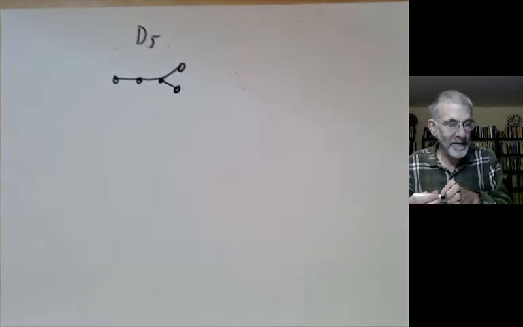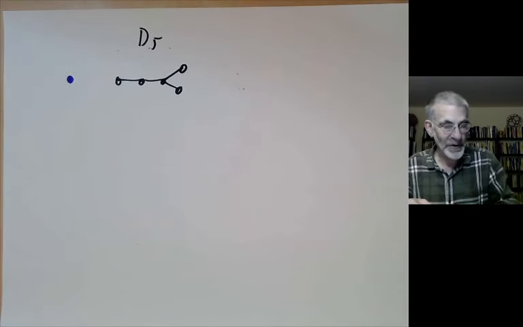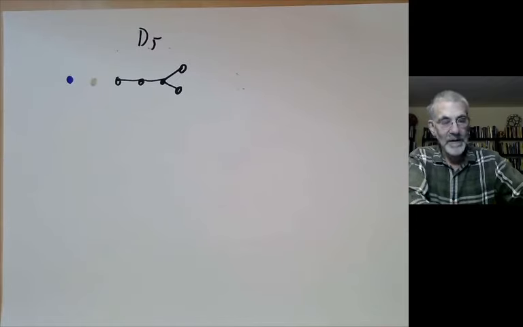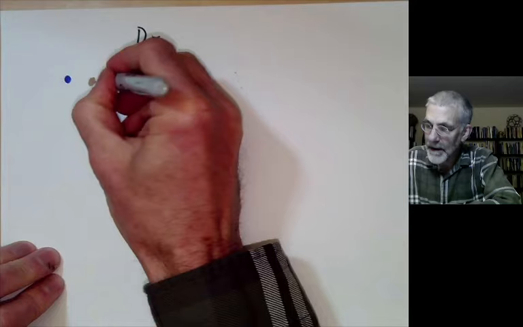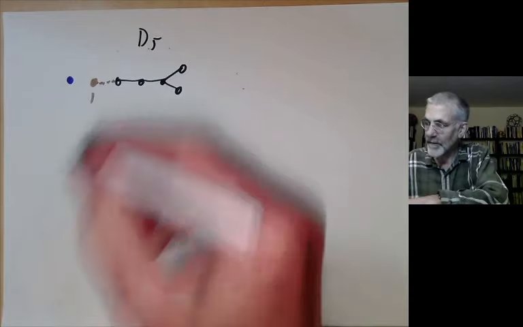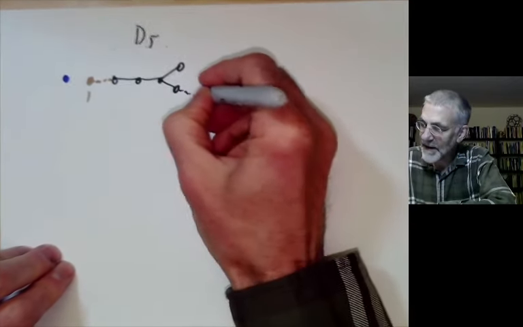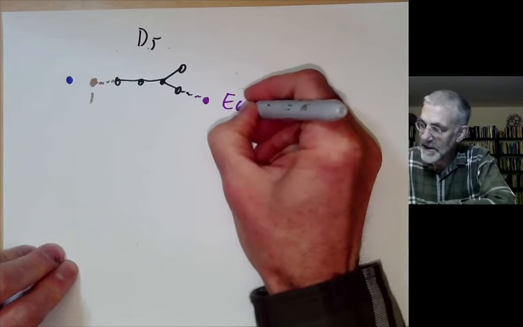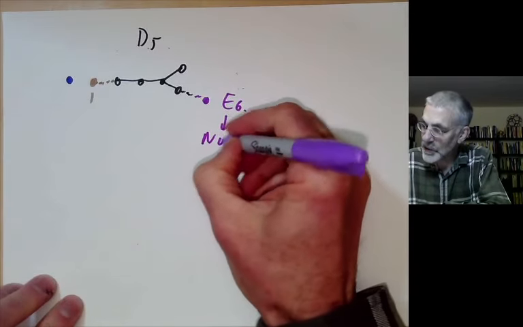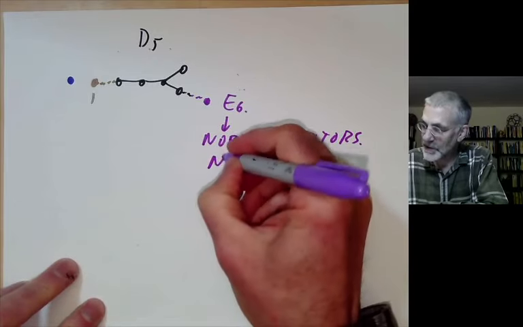So here, just as before, the possibilities are we could add a point there and get a norm 2 root, or we could add a vector here and get a norm 1 root, or we could add a vector. I think I'm using purple for these. We'd add a vector here, and this time we get an E6 root. Well, except it's not a root, because this gives us norm 3 vectors, and these are not roots.